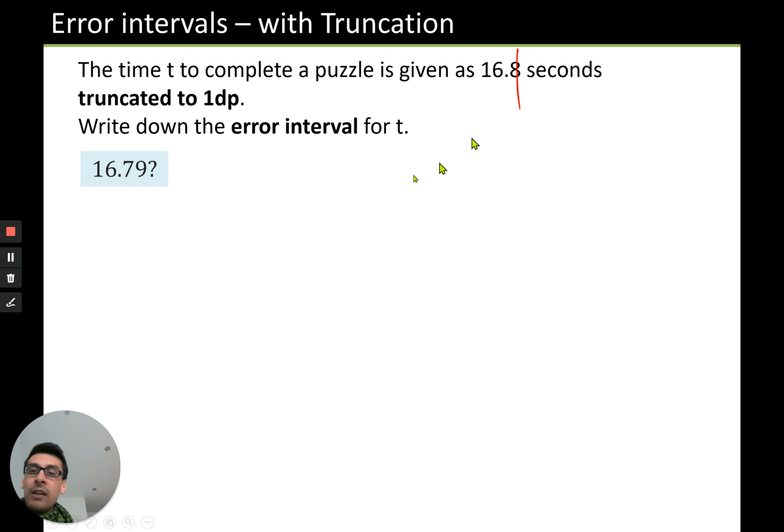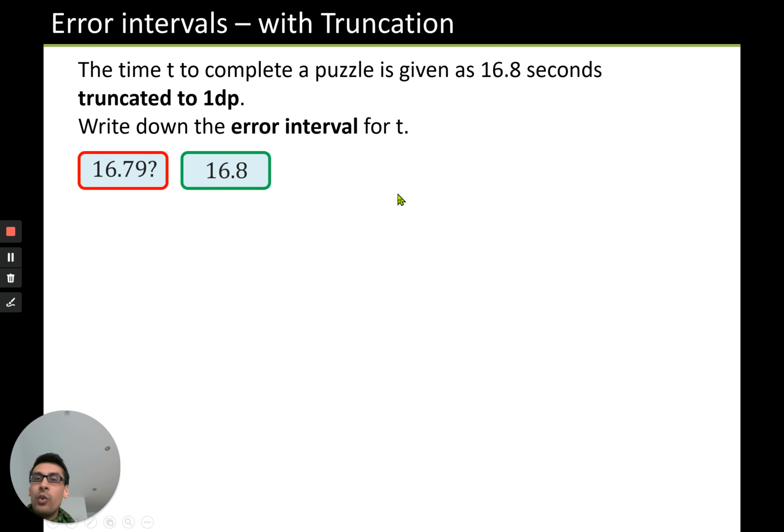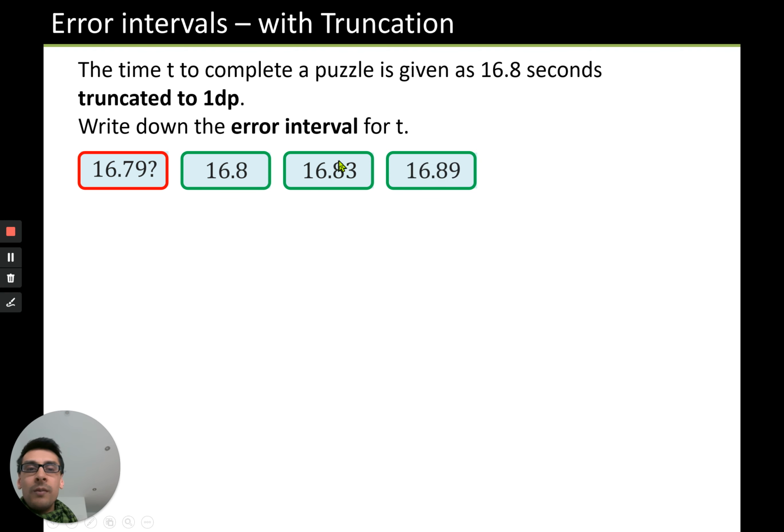Well, if, for example, it was 16.79, well, if you rounded it to 1 decimal place or 2 decimal places, you would get 16.8. Or 16.79. It doesn't quite work. So actually you can see for obvious reasons that first digit will have to be 16.8. That's the lower bound.